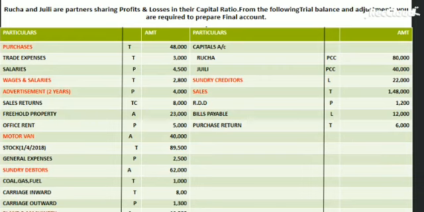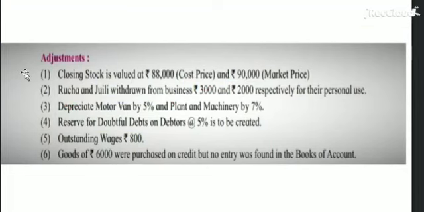Let us see the adjustment here. Adjustment number 1, closing stock. It is valued at cost price and market price. Students, always remember we have to consider whichever is less. So here we are going to take 88,000, that is your cost price. And the effect of closing stock, trading account credit side and balance sheet assets.